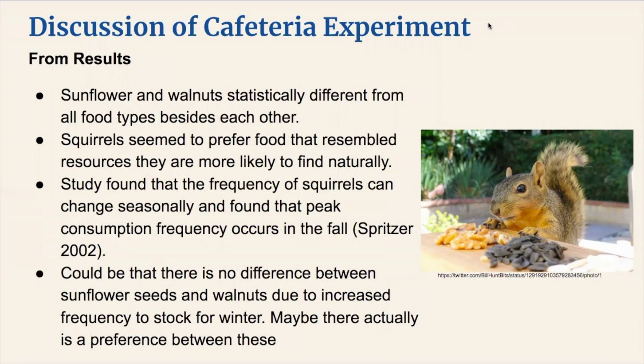So this could play a role in our data because it appears that there is no difference between the sunflower and the walnuts, but maybe that's because they're just taking more food to stock for winter. But in reality, maybe if we tested in summer, there would be a preference between the sunflower and the walnut.